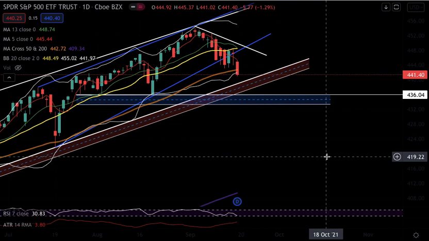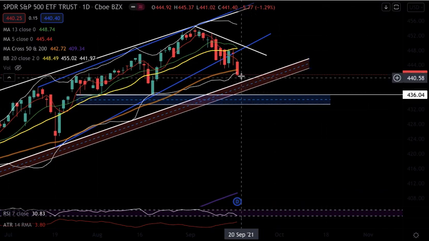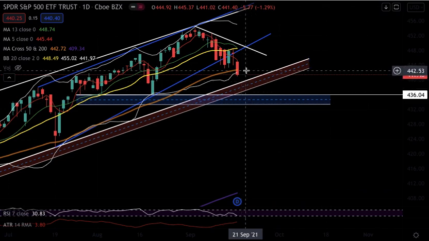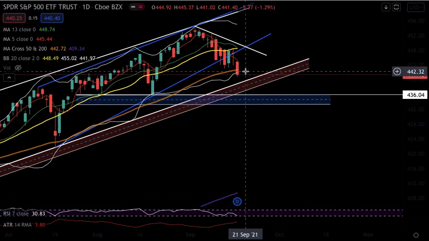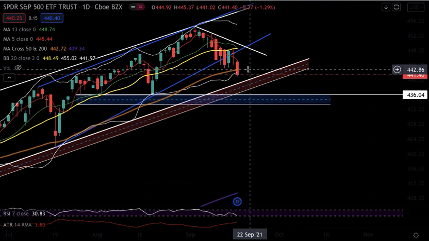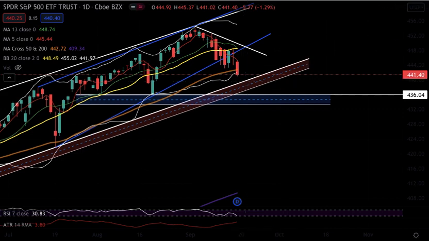And it has to close above 445.44. But if it doesn't get back above 442.72, which is where the 50-day moving average is, if it fails to get back above that, or gets rejected at that level, it's a good sign we're going to head down. So that's what I'm watching for this week. Hope you guys caught that or understand what I'm saying. Very important week for the SPY.